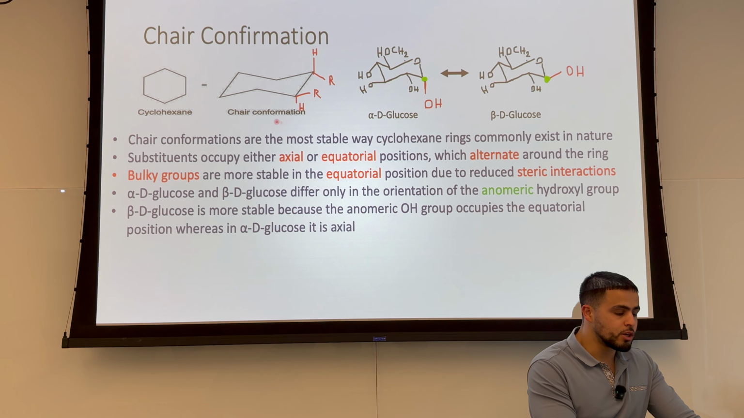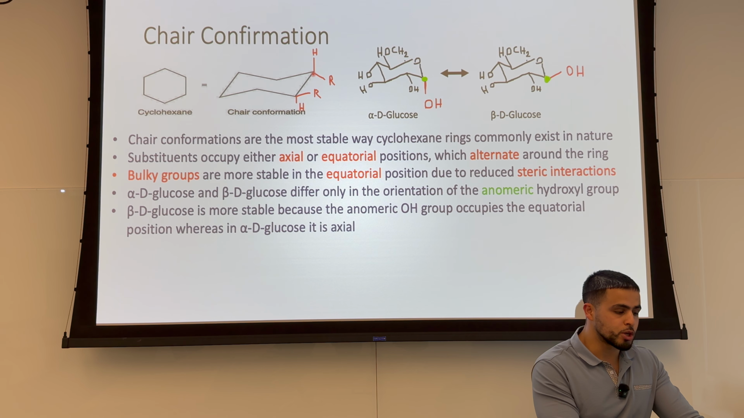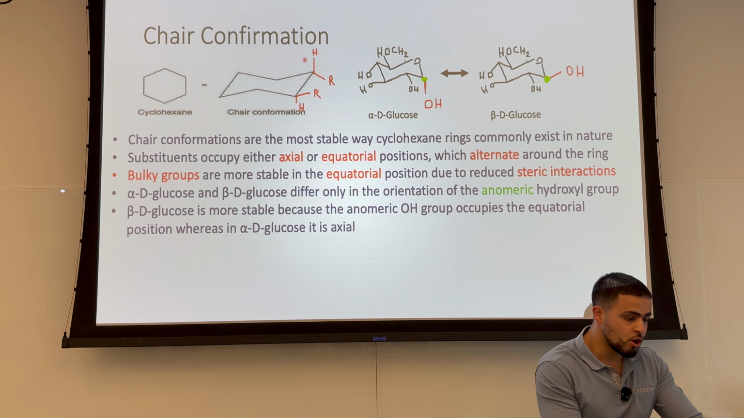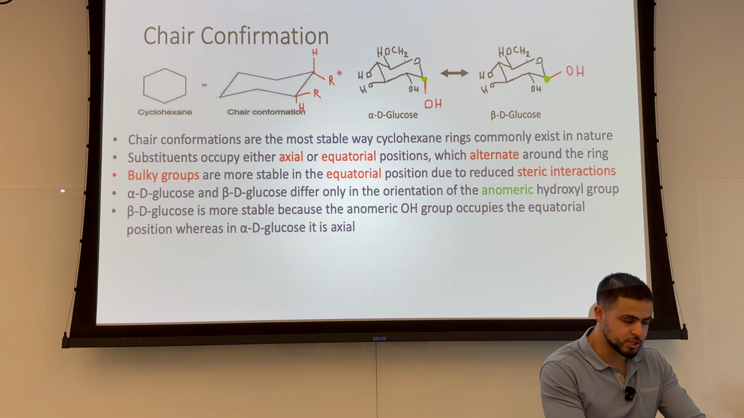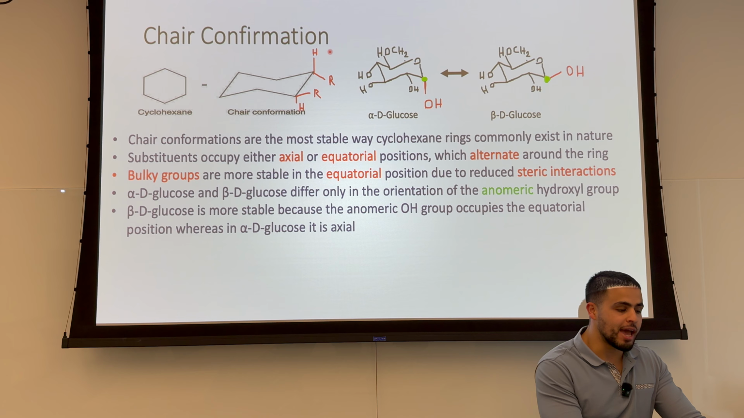So what you want to know when it comes to the chair conformation is that the groups are either going to be in the axial position, this is the axial position, or the equatorial. This R right here is the equatorial position. And importantly, you'll notice that the axial and equatorial positions alternate throughout the ring.